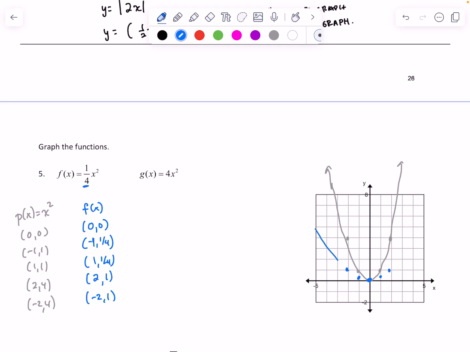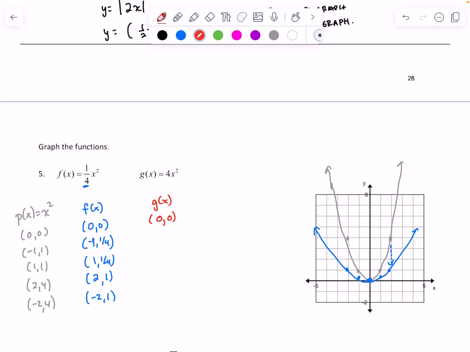So the new graph looks like this. And you can see that it's as if somebody came in and stepped on the top of the original graph and shrunk it down. So this point got shrunk down to that point there. And then 4x squared should result in a stretch. So stretches are going to be taller, and they're also going to look narrower generally, whereas shrinks are shorter but also look wider.